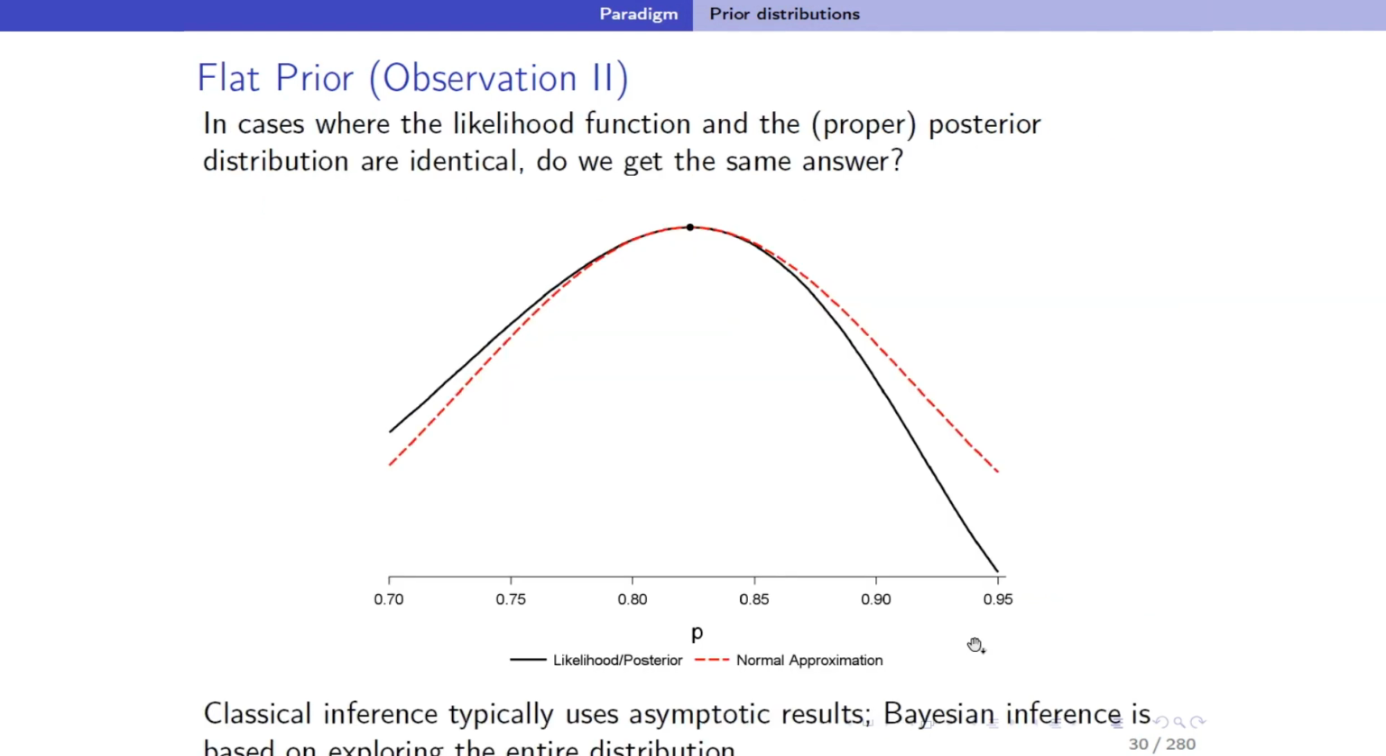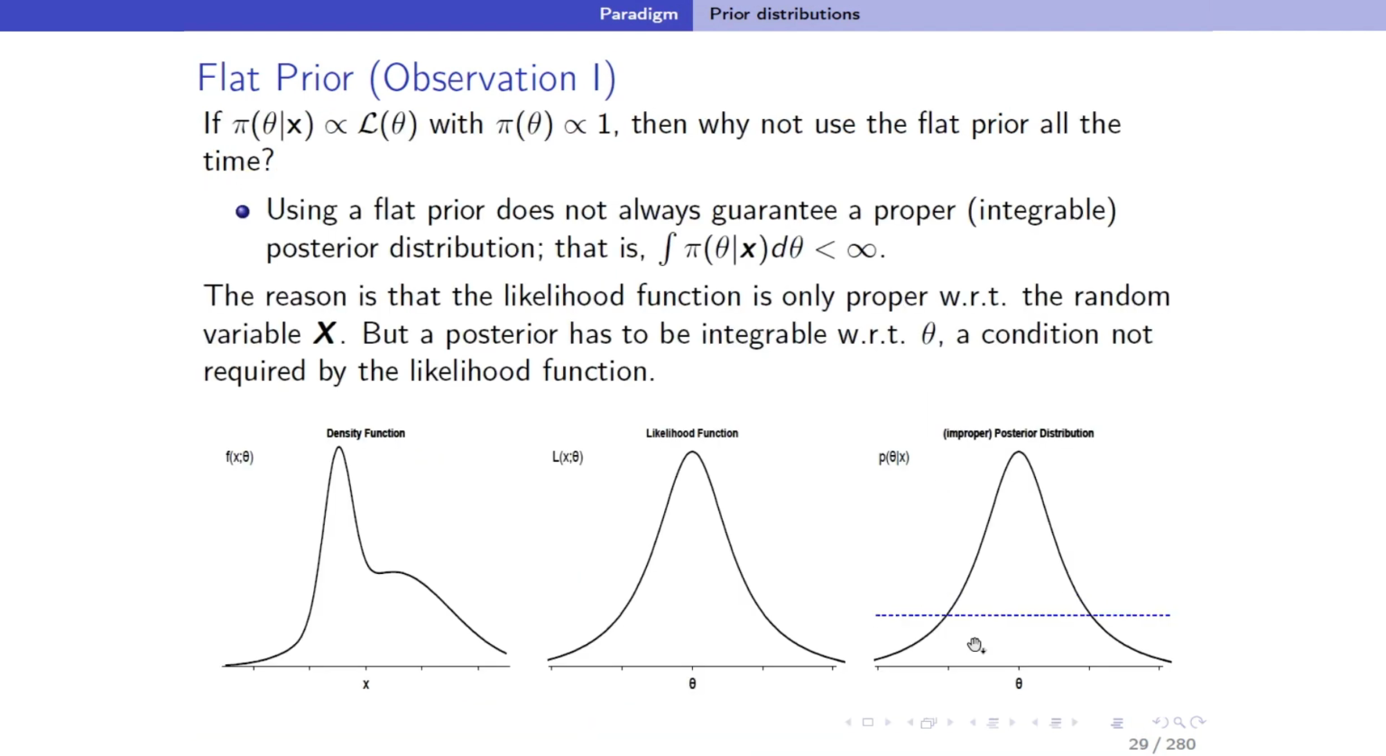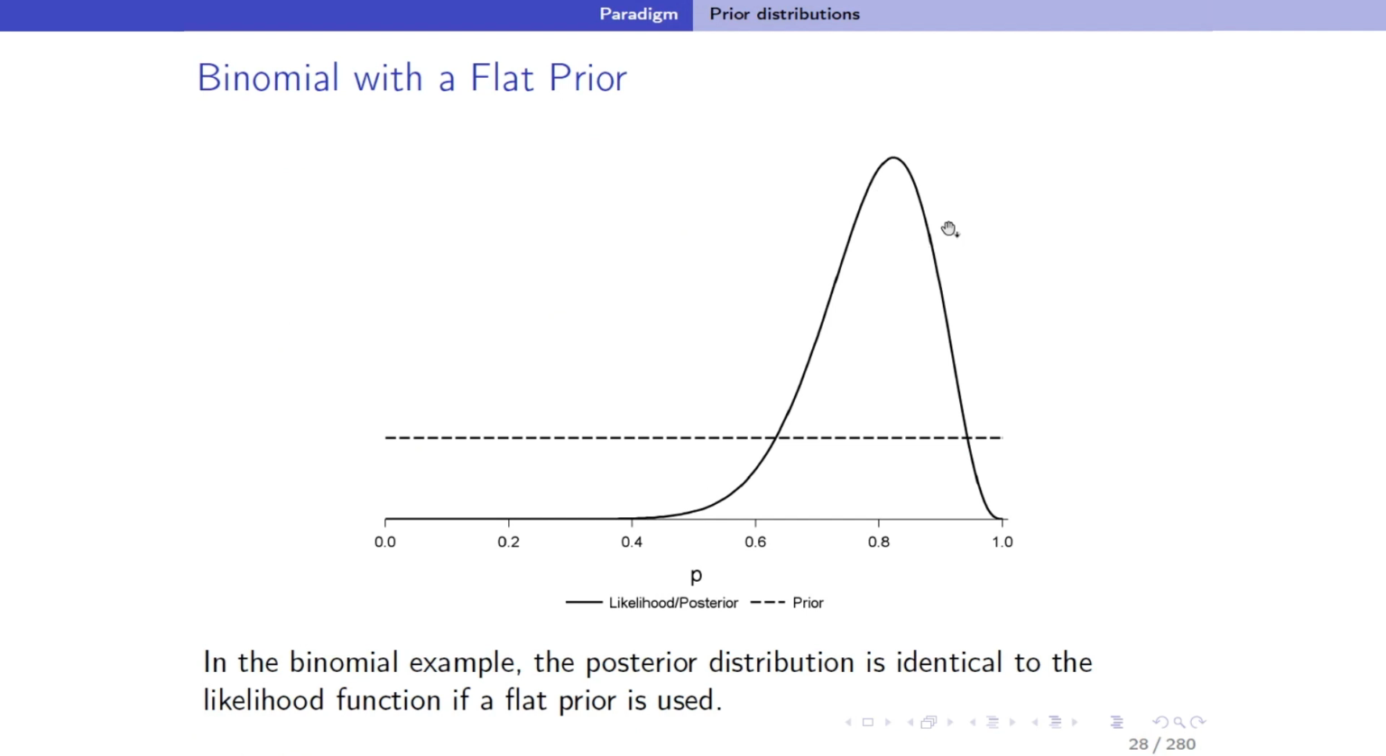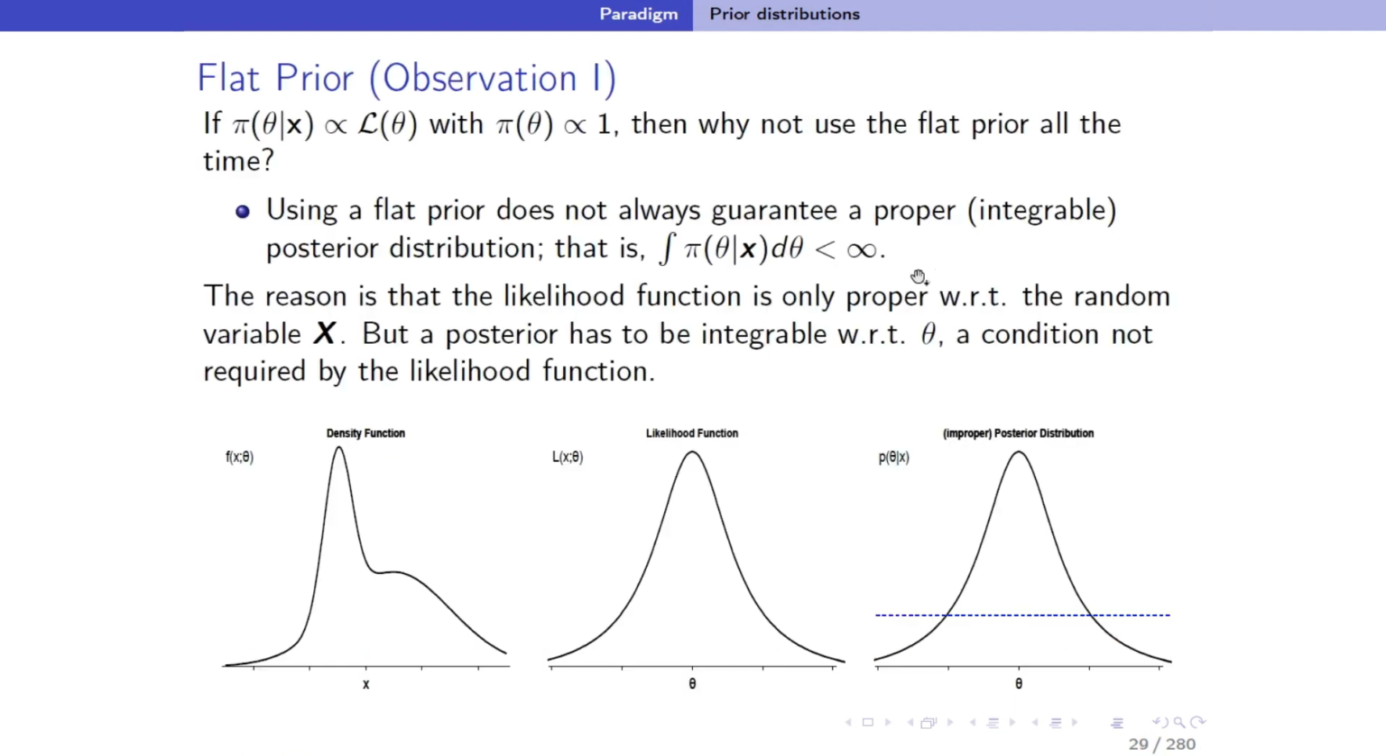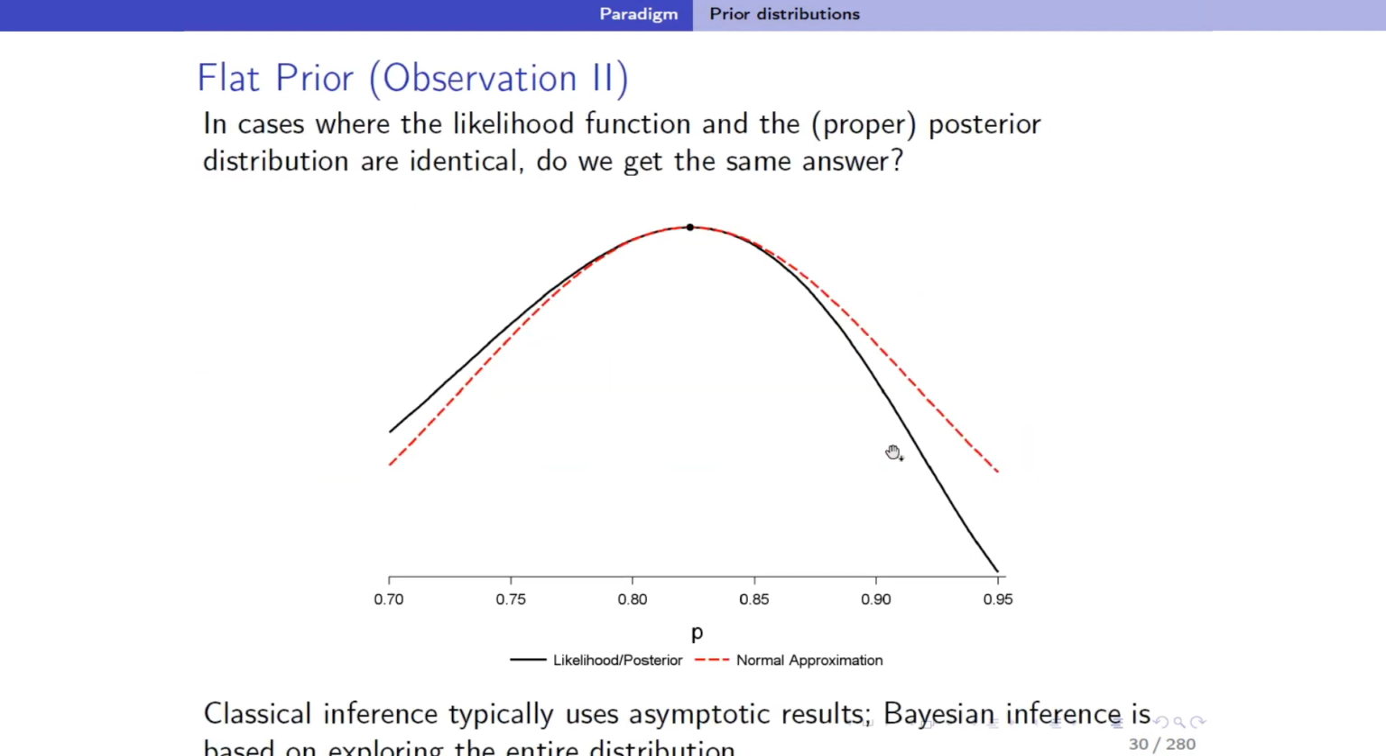And then the second observation is, in the case where the likelihood function and the proper posterior distribution are identical, do we get the same answer? This is the zoom-in picture of this binomial around the mode here. You can see there are two curves. One is the black curve, the posterior distribution, which is also identical to the likelihood. And then this is the MLE, and this is a normal approximation around the MLE.